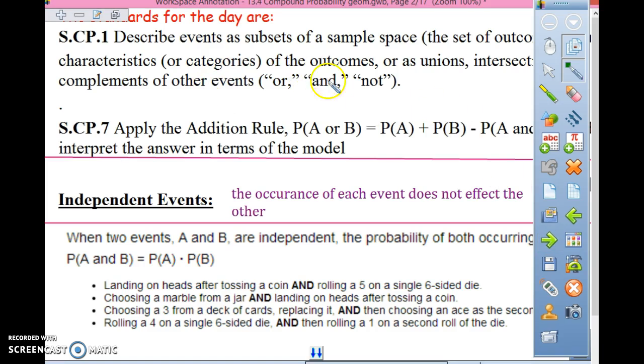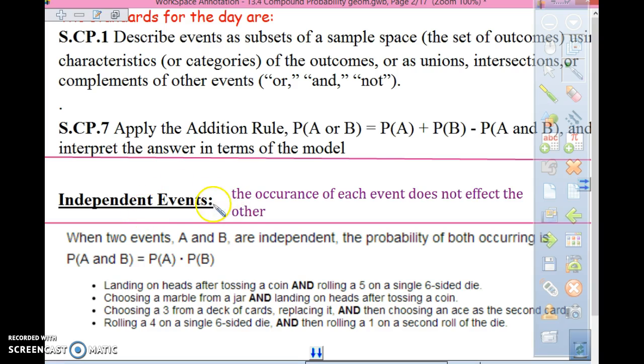In today's lesson, we're going to be talking about compound probability, independent and dependent events, and then mutually exclusive events. We're going to have a couple formulas that are going to help us along the way. Independent events is when the occurrence of each event does not affect the other. So some examples would be landing on heads after tossing a coin and rolling a 5 on a cube.